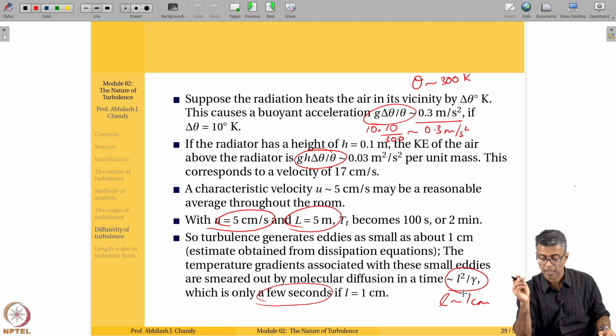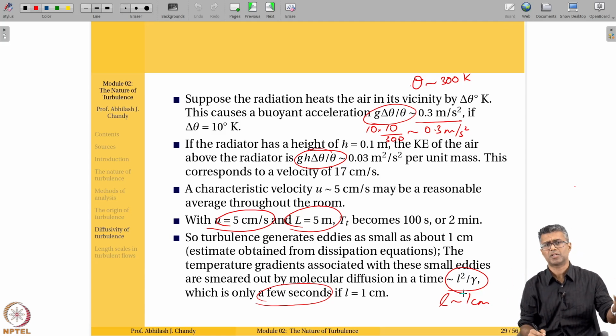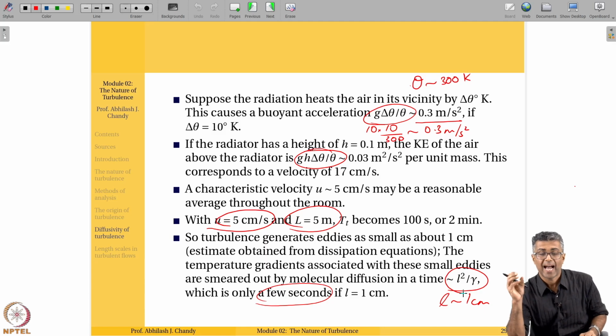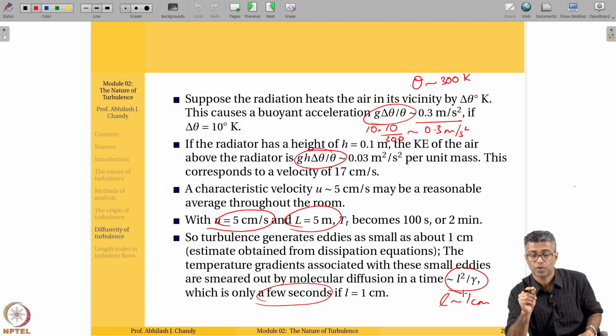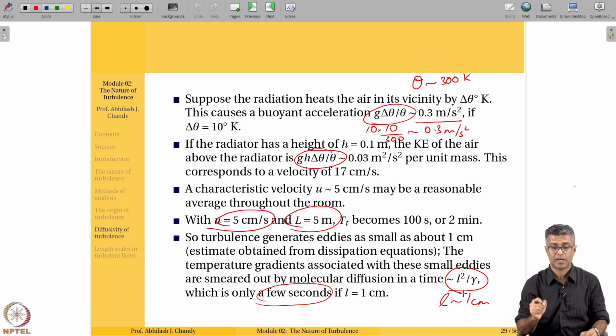With small l being 1 centimeter and gamma being the standard value for air at standard temperature and pressure, that would be a few seconds. So at the small scales, it dissipates in a few seconds. And this point is important when we want to discuss a few topics in today's class.